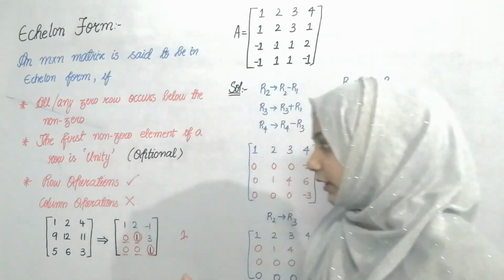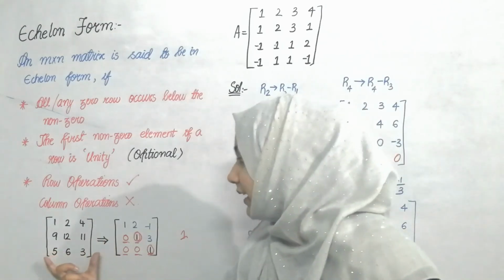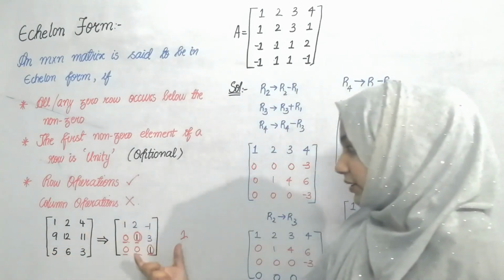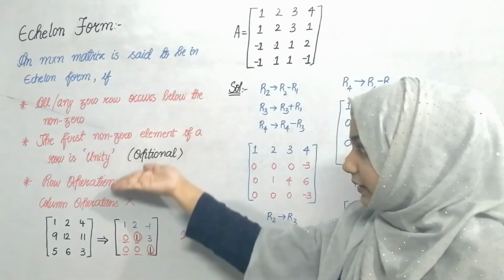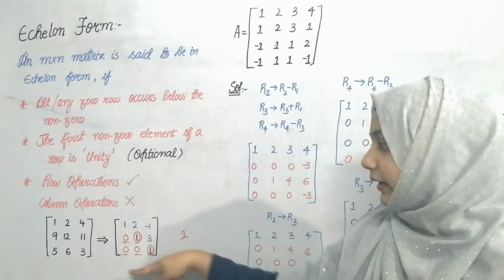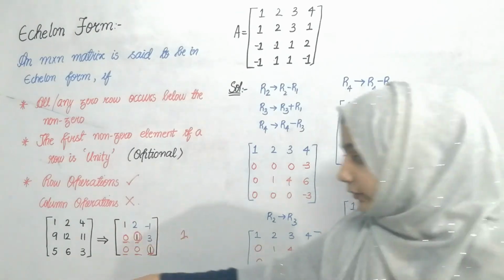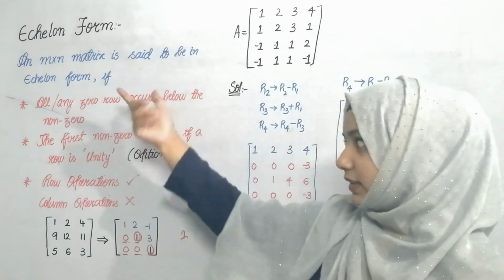Okay? Clear? For example, this is my matrix given. If somehow I am reducing this matrix into this form, how can I say this is an echelon form? If this satisfies all these conditions, and if I am using only row operations to solve this matrix, then I can say it is echelon.